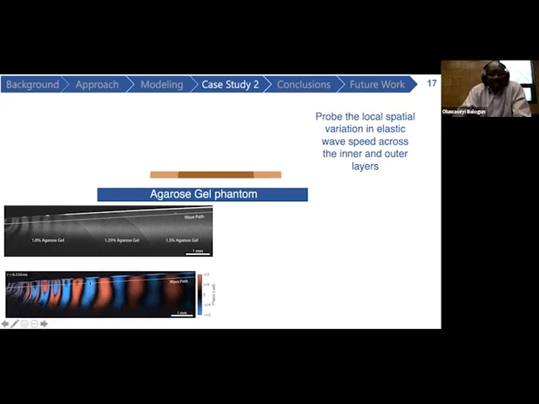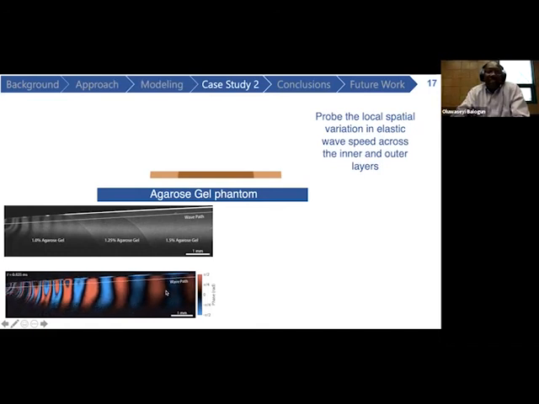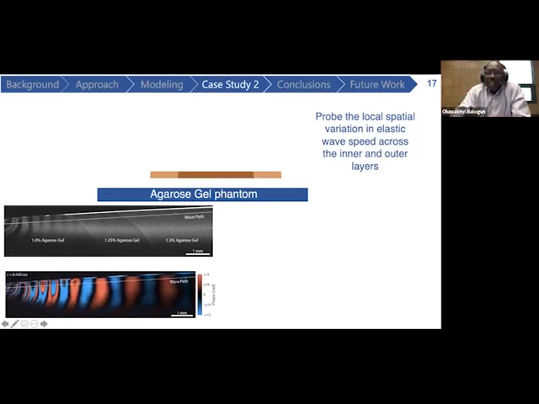Here is an image showing the measured data. These are time-lapse images that we use to record the propagation of these elastic waves from the left to right. One of the things you clearly notice here is that the wavelength, the distance between the hotspots, increases as you move from left to right, indicating that as you move from the 1% gel to the 1.5% gel, you see a corresponding increase in the wavelength, or the wave speed, of the elastic waves.